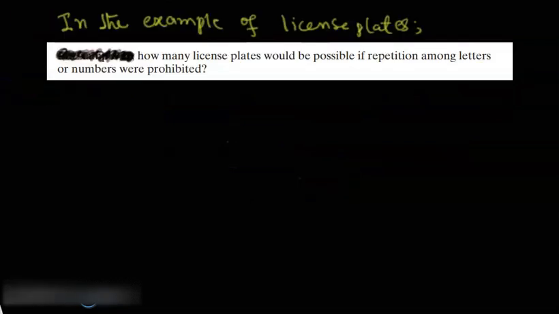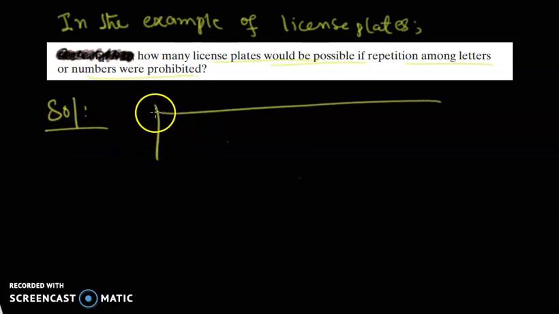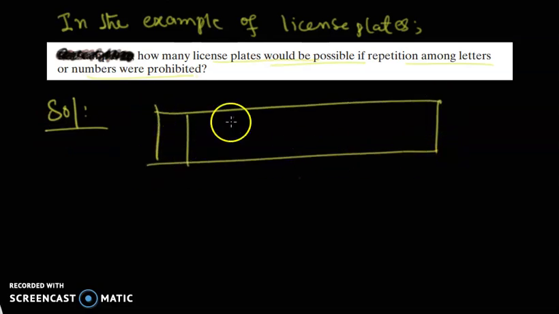So we have another interesting example. This is basically related to one of the previous examples, and it says that in the example of the 7 place license plates that we have done a few minutes back, how many license plates would be possible if repetition among letters or numbers were prohibited? So now we had 7 places, 1, 2, 3, 4, 5, 6, and 7. Now repetition is not allowed.